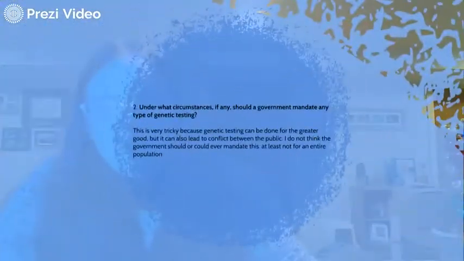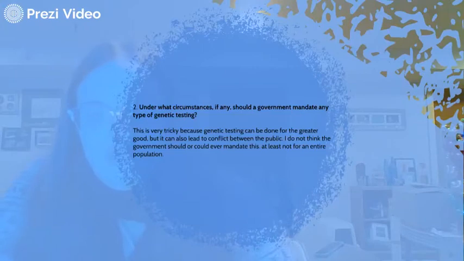Question 2, under what circumstances, if any, should a government mandate any type of genetic testing? This is kind of tricky in my opinion, because genetic testing can be done for the greater good, but also can lead to conflict between the public. I don't think that the government should be able to really mandate it, at least not on an entire group of people. It's a gray area that I don't think that we're quite ready to go into yet.